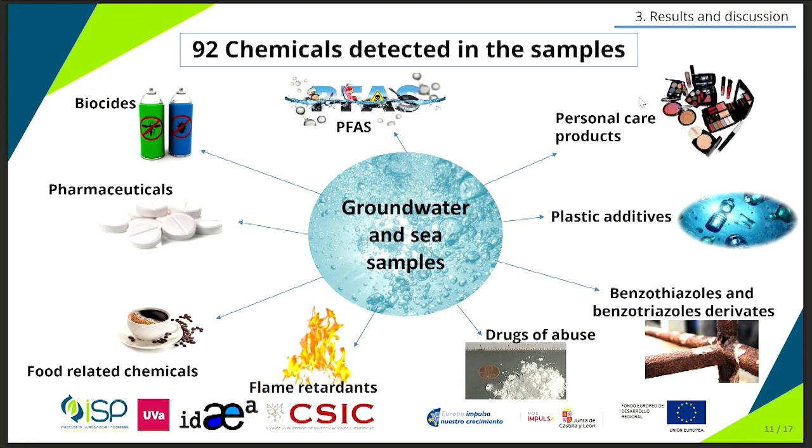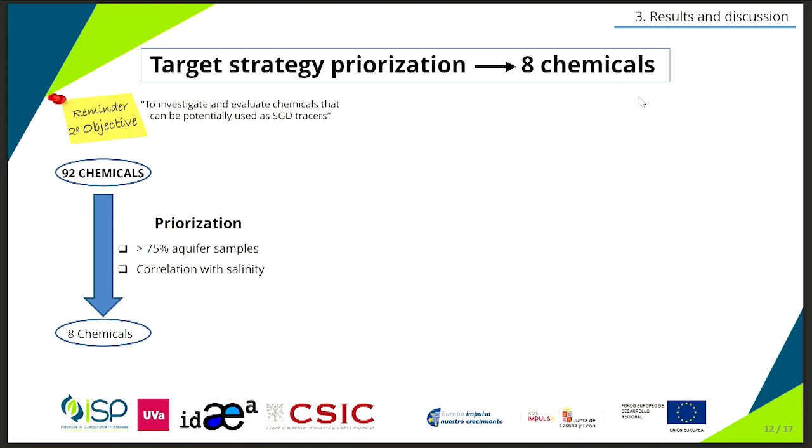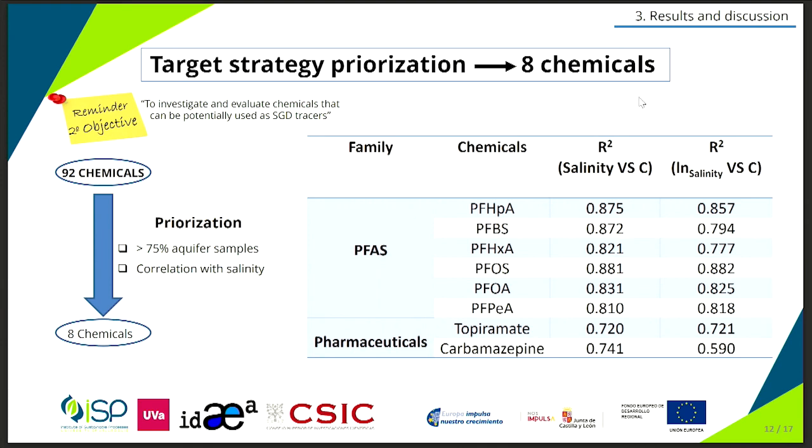But apart from these 92 chemicals we found, we had this second objective, not only knowing which chemicals, but also seeing if we can understand better the discharge. So for that, we prioritize. From these 92 chemicals, we only keep those that were in a high part of the samples, more than 75%, and also those which correlate with salinity, because salinity helps us to understand if there is intrusion and discharge, because of the different salinity between the fresh water, brackish water, the water which is mixed, and the saline water. So after doing that, we found that 8 chemicals correlate with this salinity.